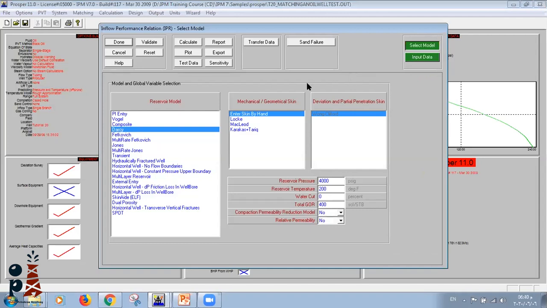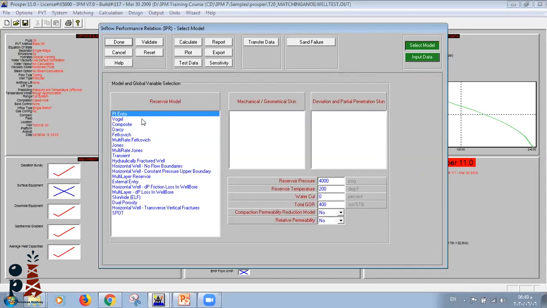Here we have the section of the IPR. As we see, this section is defining the inflow performance relationship. It's identifying the IPR, and as we see, we have different models depending on what input we have.